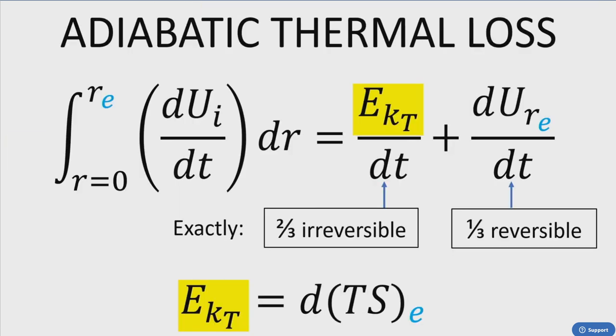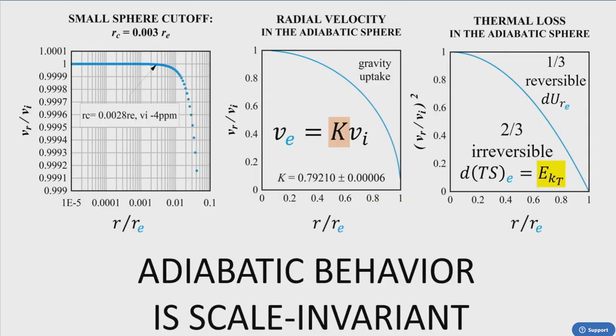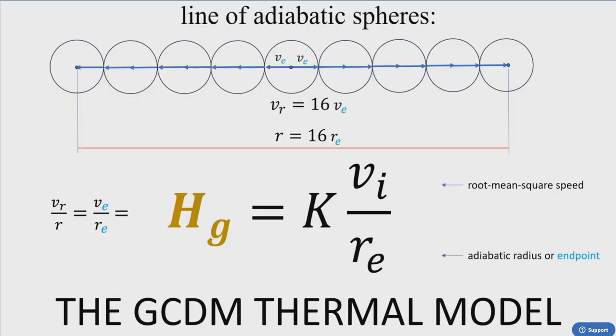Okay? Now that radial kinetic energy shown in yellow there, that is the numerator of an irreversible repulsive entropic force of nature, which is expressed volumetrically. So this behavior is entirely scale invariant. These are normalized plots. Doesn't matter how dense that gas is, its thermal loss is always 2/3 irreversible. Line up the spheres and you get the thermal model: a constant times the root mean square speed divided by the adiabatic radius.